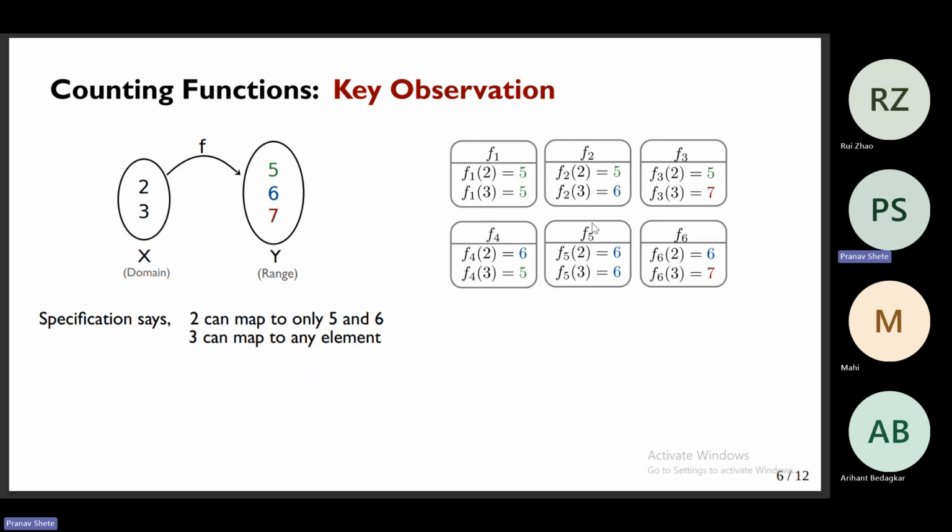You have probably already figured out that the number of possible functions is simple. That is basically the number of elements 2 can map to times the number of elements 3 can map to. So it is 2 times 3, which is 6. You can generalize this: you have to look at every element in the domain, and for each element, calculate how many elements it can map to. If you multiply over all these numbers, you will get the number of functions.